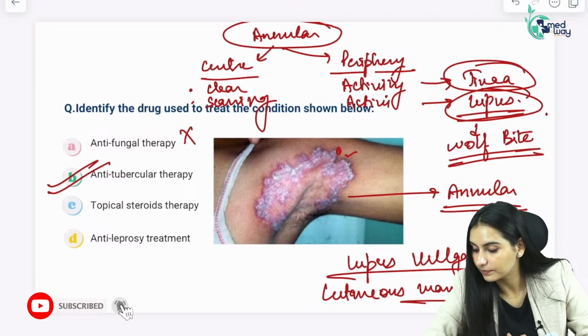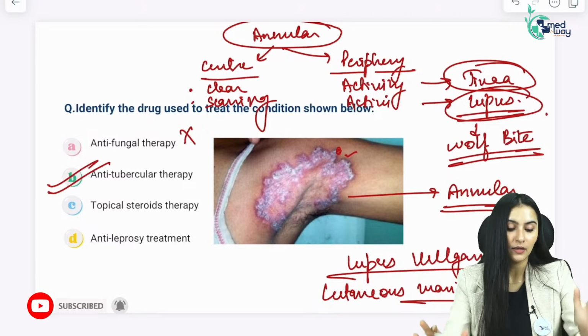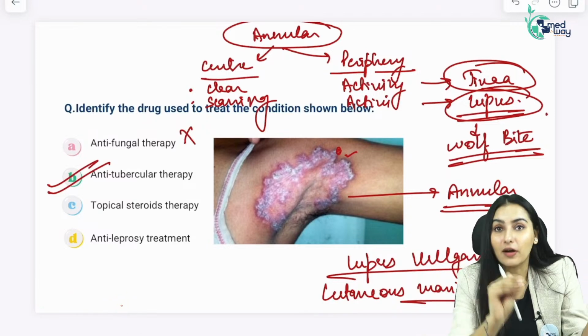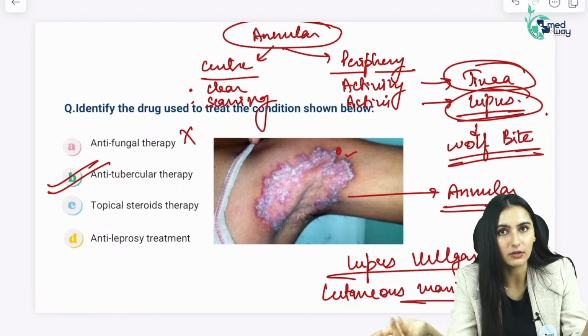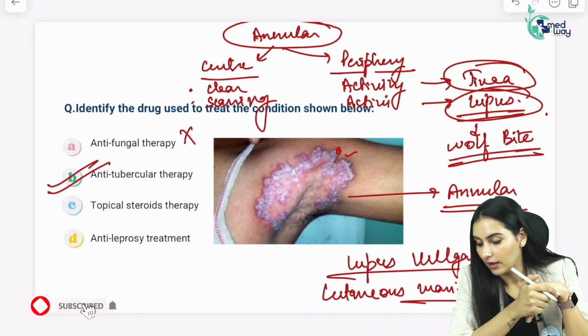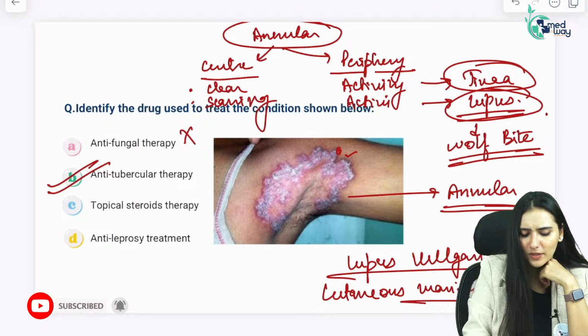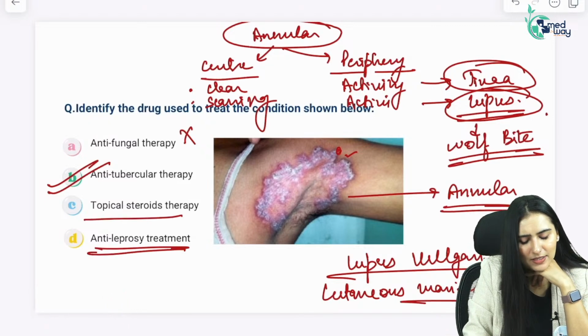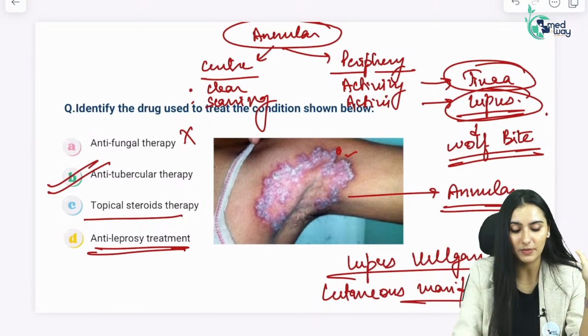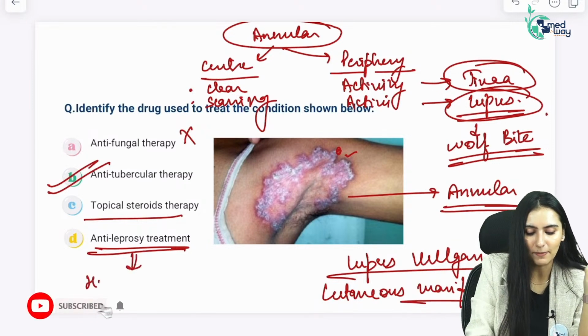Alright, I hope you understand why it is not antifungal therapy and why it is anti-tubercular therapy. If you have any questions, you can ask me. Alright. Topical steroids are not used. Leprosy is not going to look like this. How will leprosy look? Leprosy will be a hypopigmented patch.